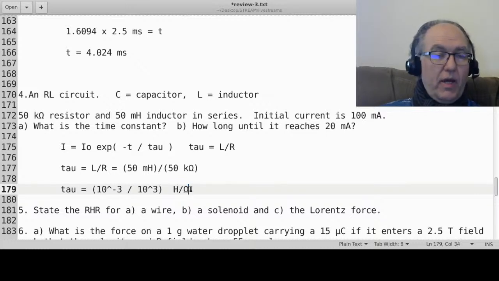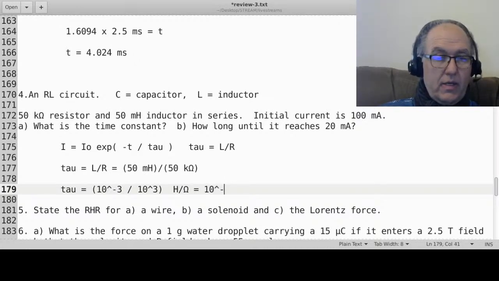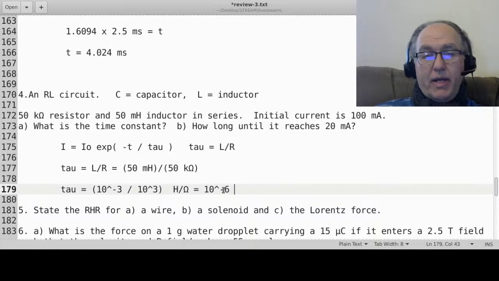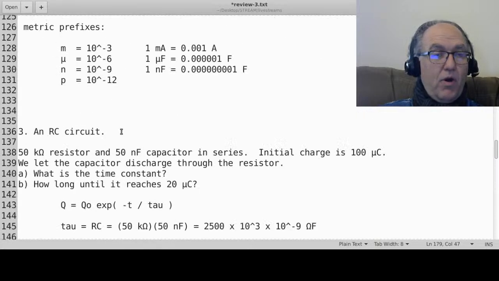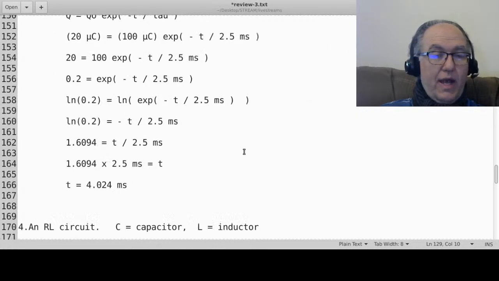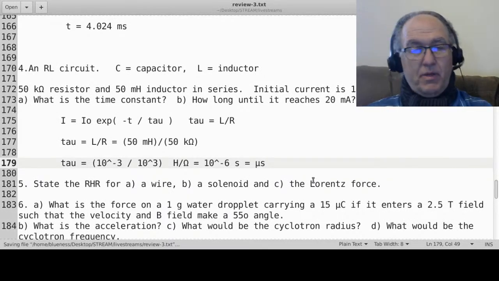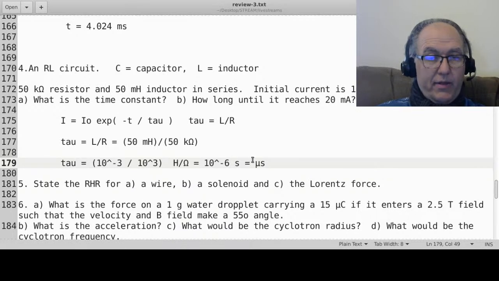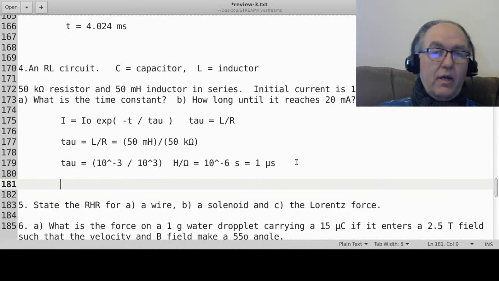It's time. It's seconds. So this is actually going to equal 10 to the minus 3 divided by 10 to the 3, which is 10 to the minus 6. And a henry divided by an ohm is a second. So that's 10 to the minus 6, and 10 to the minus 6 is micro, right up here. So it's going to have a time constant of a microsecond, which is pretty fast, a millionth of a second. I better put the 1 back in there. So there's my time constant, 1 microsecond. All right, check the chat here. Great. Now what?